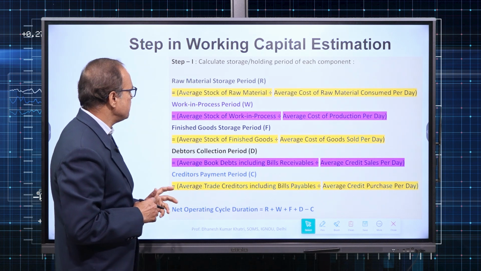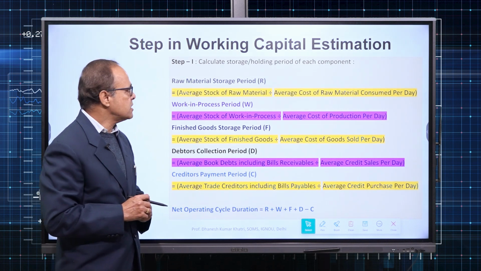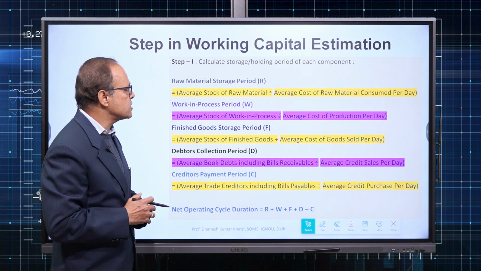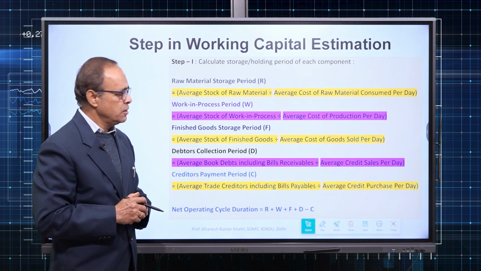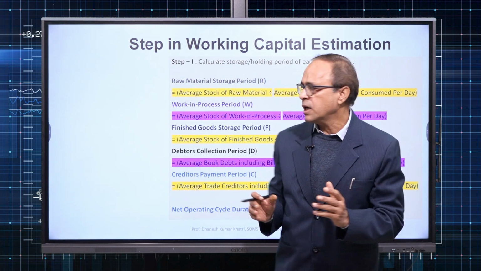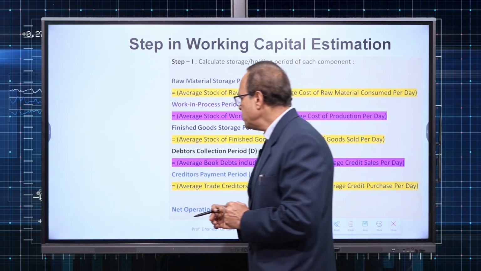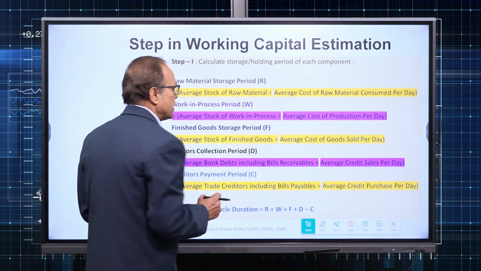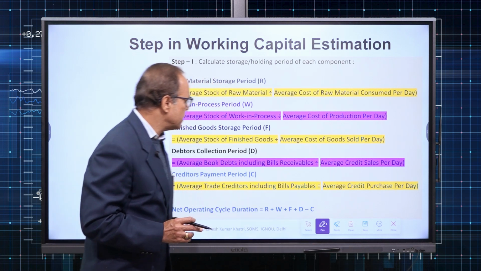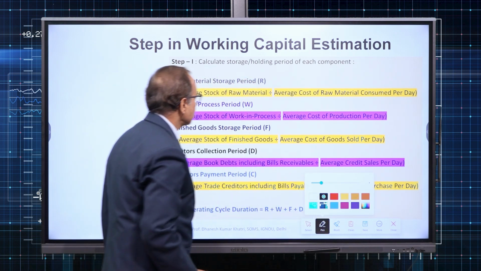So, these are the steps in working capital estimation under this approach. Step number 1, we are required to calculate different storage periods or holding periods. The formula for these storage periods or holding periods is given in your accounting books, in every finance book also. So, how do we calculate different storage periods? Meaning I have told you. Quickly just have a glance at the formulas.